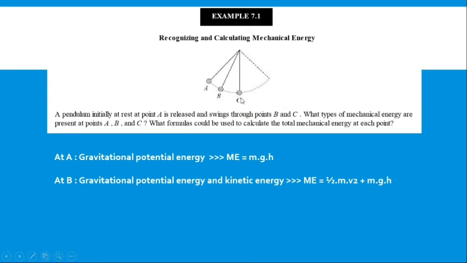The last thing, at C we only have kinetic energy. We don't have gravitational potential energy, as we said, because this is the reference point. There is no height. So at C we have only kinetic energy. Mechanical energy equals half times m times v squared, because we use the formula for kinetic energy only.